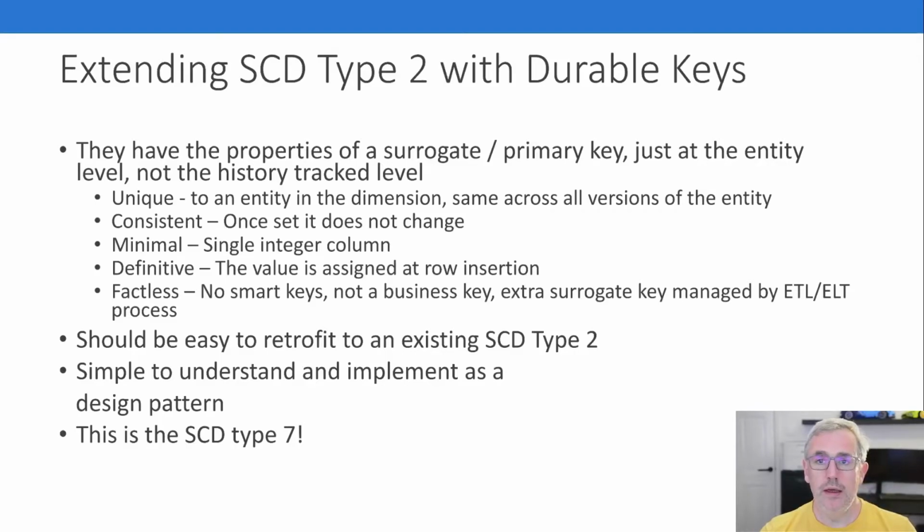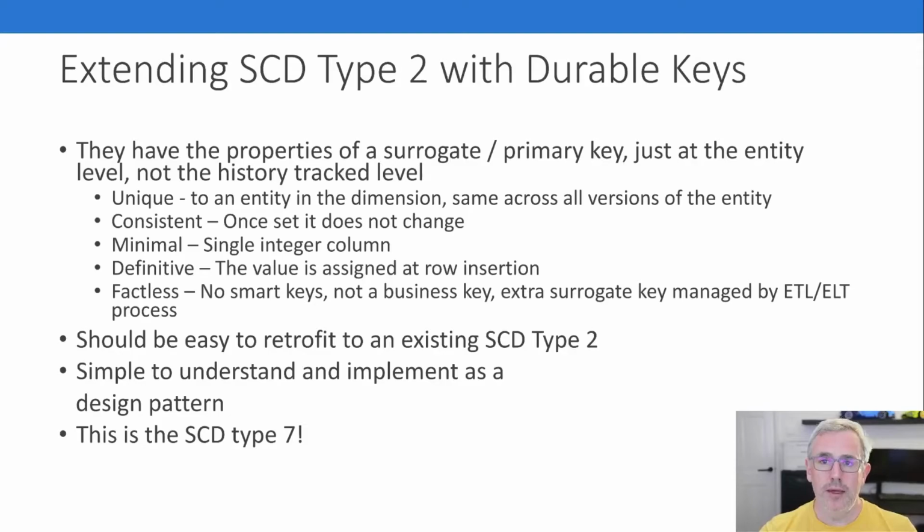So it should be assigned by the ELT or ETL process. It shouldn't be a smart key. It should be definitive. It should be there all the time. It's never missing. It's always there. Because it isn't a smart key, we can make it minimal, we can make it an integer, so it joins nice and fast and takes up a small amount of space on the fact tables when we link to it. And it should also be consistent. It doesn't change. Once it's there, it's there forever. And it should be unique at the entity level. So, for example, a customer has a durable key, and that should not be the same for any other customer.